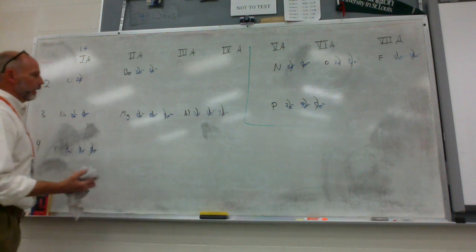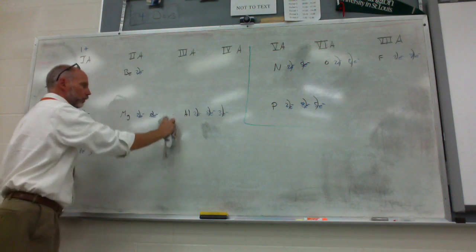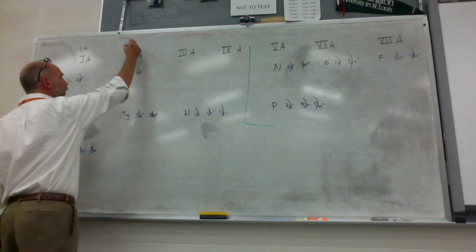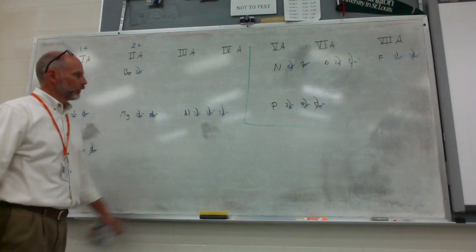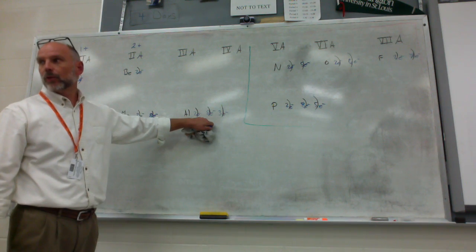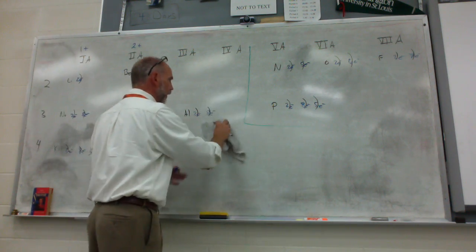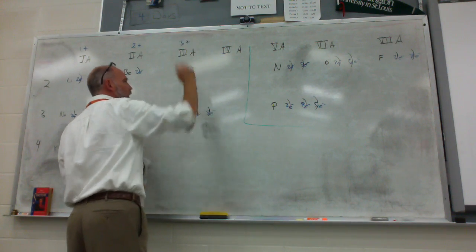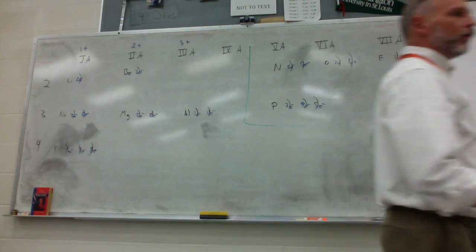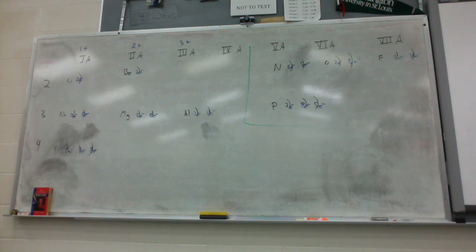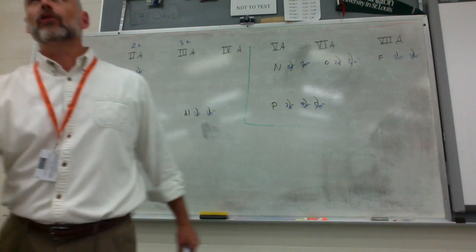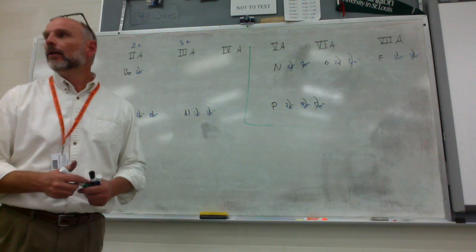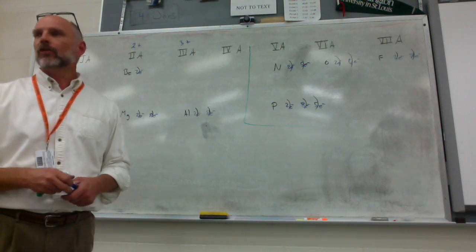Likewise, the group 2A elements lose 2 because they're also metals. Therefore, they're going to form a 2 plus charge. Aluminum in group 3A is going to lose 3 electrons, therefore a 3 plus charge. Skipping over to nitrogen and phosphorus, what types of elements are those? Non-metals. What do non-metals have a tendency to do when they form ions? Gain electrons.